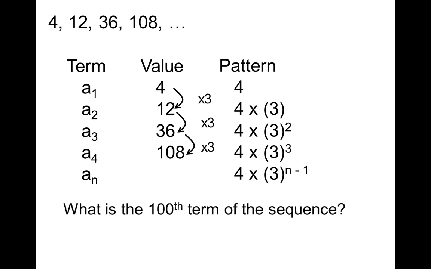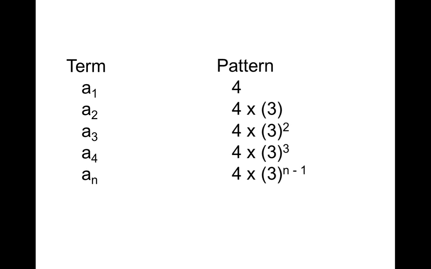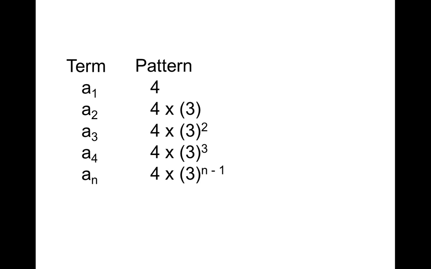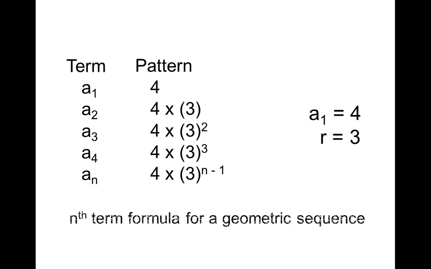If I want to find the 100th term of this sequence, then I would still have to start with the 4 and I would multiply by 99 more 3's. Now that's a really big number. So we're not going to try to write that in any other way other than 4 times 3 to the 99th power. So we've got this nice pattern going with this specific sequence of numbers, which has a first term of 4 and a common ratio of 3.